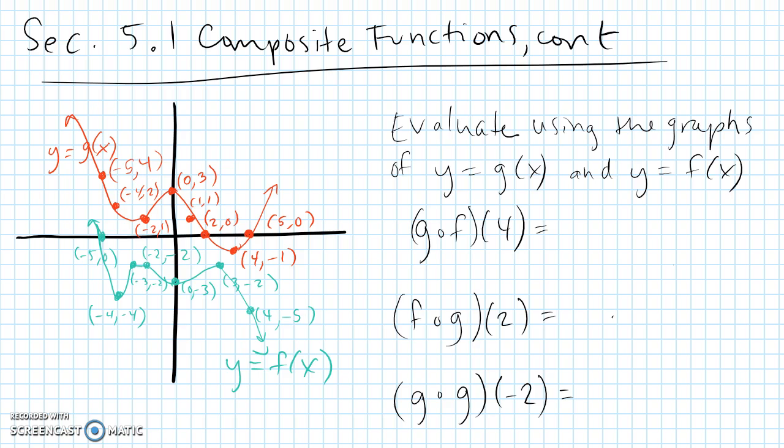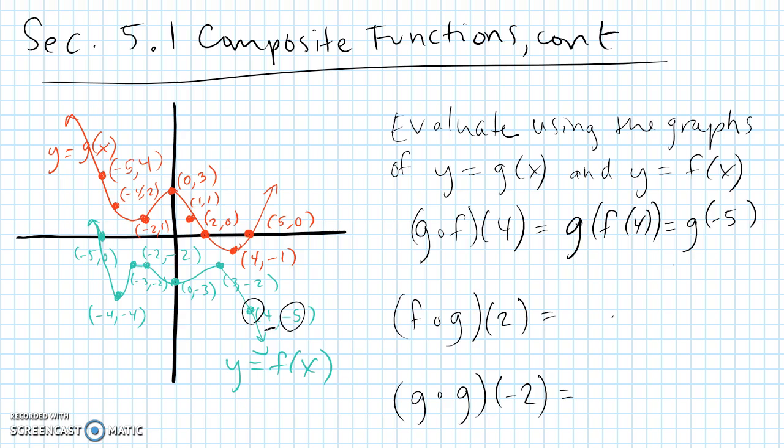Well, we know that g composed with f of 4 is the same thing as saying g of f of 4. We're going to work from the inside out. Let's first find f of 4. So f is the green function. So if we find where x is 4, we see f of 4 is negative 5. So I'm going to replace f of 4 with negative 5.